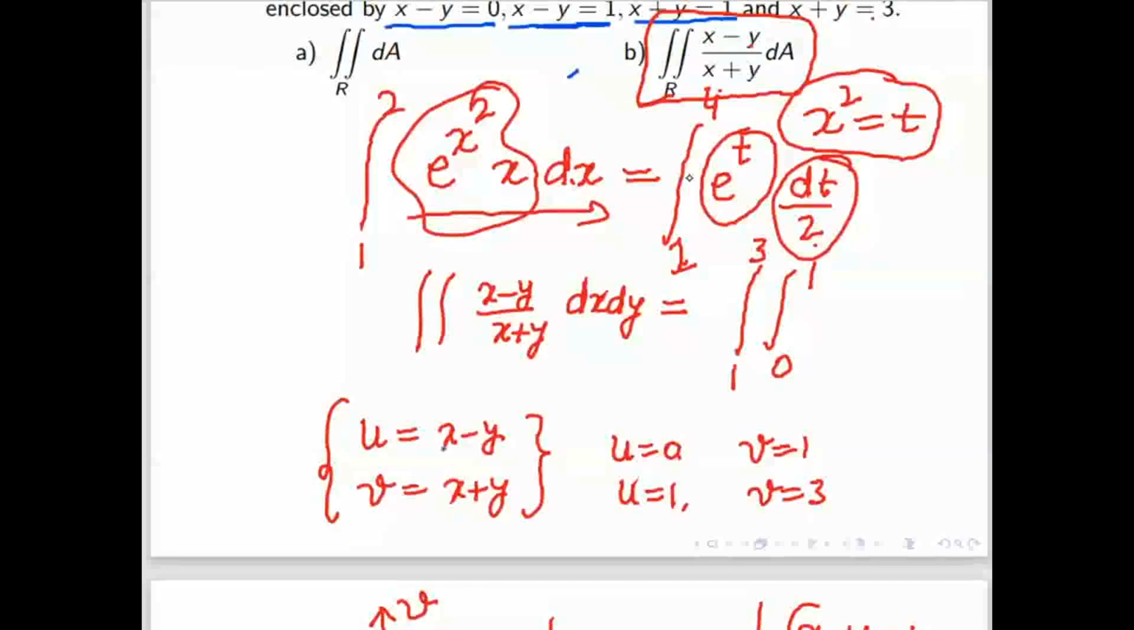Then this x minus y will become u, x plus y will become v. Then what will come here? Like du dv or something like dt by 2 or something. So that we have to find. Once we know how to change this, then we can make the substitution in a double integral, a triple integral, or the multiple integral.